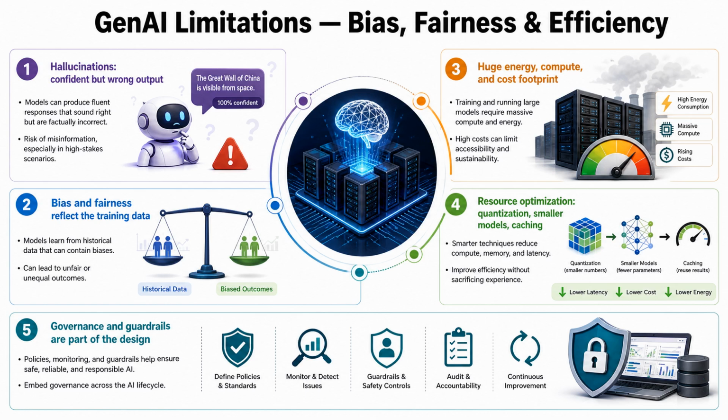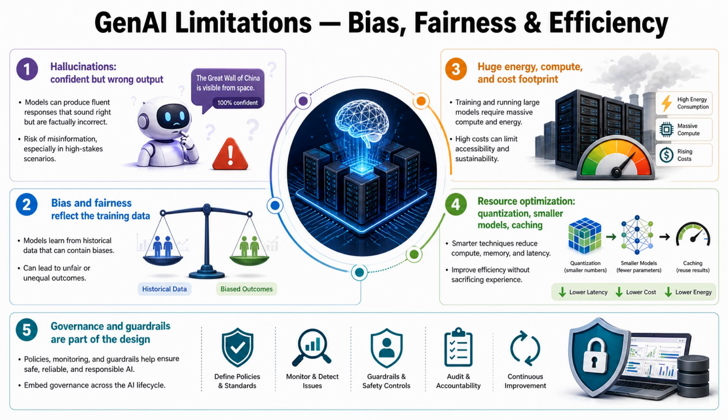Now, number 4 is where you, the infrastructure pro, get to be the hero. Resource optimization. Look at the techniques. Quantization to shrink the model, using smaller purpose-built models instead of one giant one, and caching results so you're not recomputing the same answer twice. And see the payoff tags: lower latency, lower cost, lower energy. Smarter, not just bigger. That discipline is what separates a pro from someone who just throws GPUs at the problem.